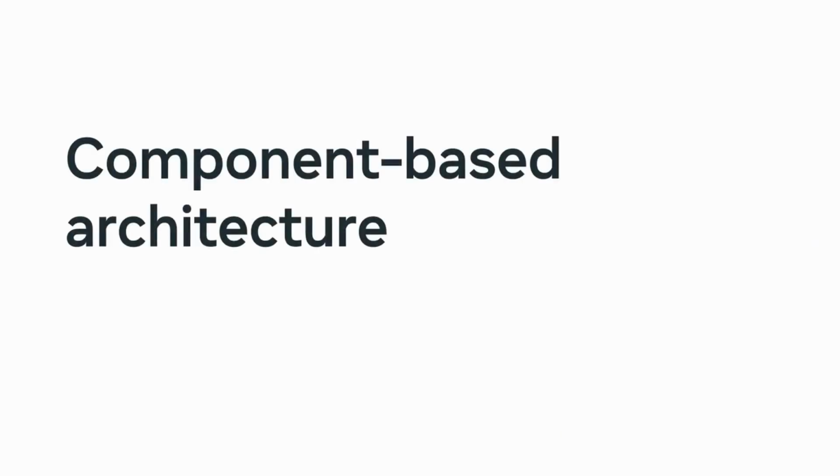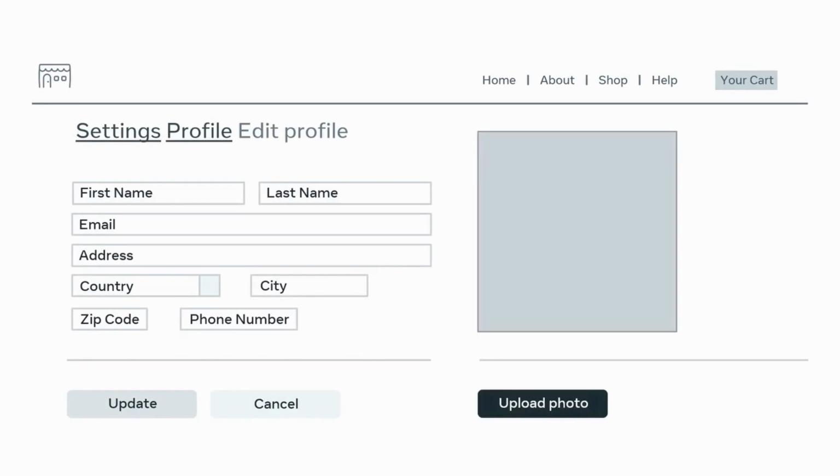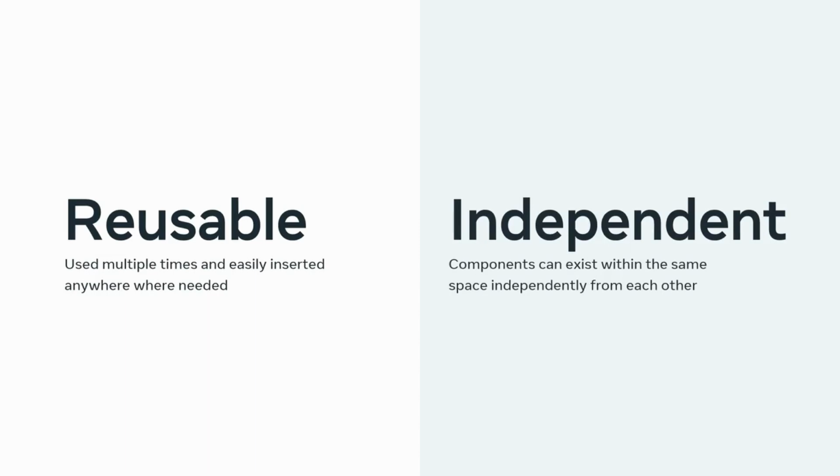When Meta released the React library, it included the concept of something called component-based architecture. This is essentially a design philosophy for building software based on reusable components of code. Each component consists of well-defined functionality that can be inserted into an application without requiring modification of other components. Because components are reusable, they can be used multiple times and easily inserted anywhere where needed. This results in components that can exist within the same space yet interact independently from each other.